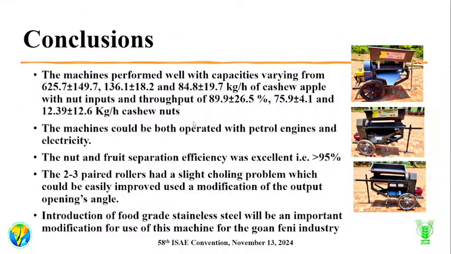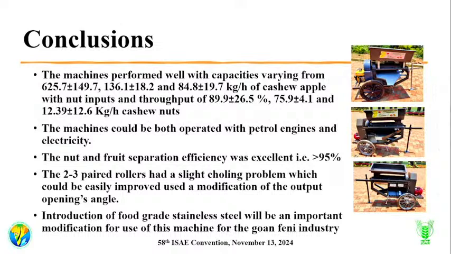Okay. The machine characteristics: capacity varies from 25 to 136 and 84 for the three machines, and that was for the nut. And for the nut it was 975 and 12 kg per hour. And the machine could be operated both using petrol operated engines or electricity. And the fruit separation was greater than 95%.